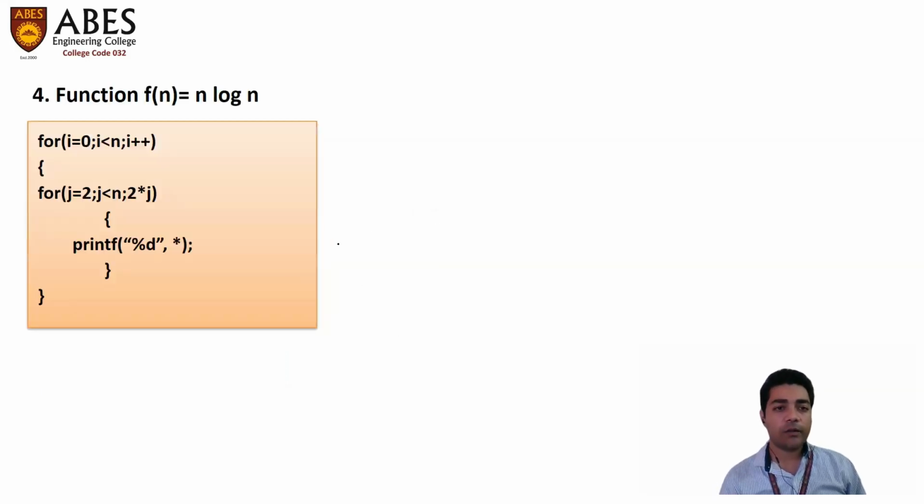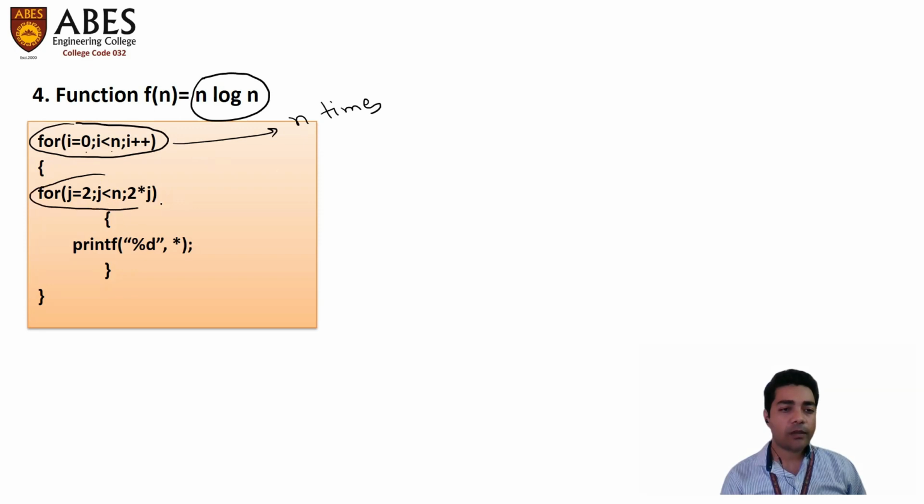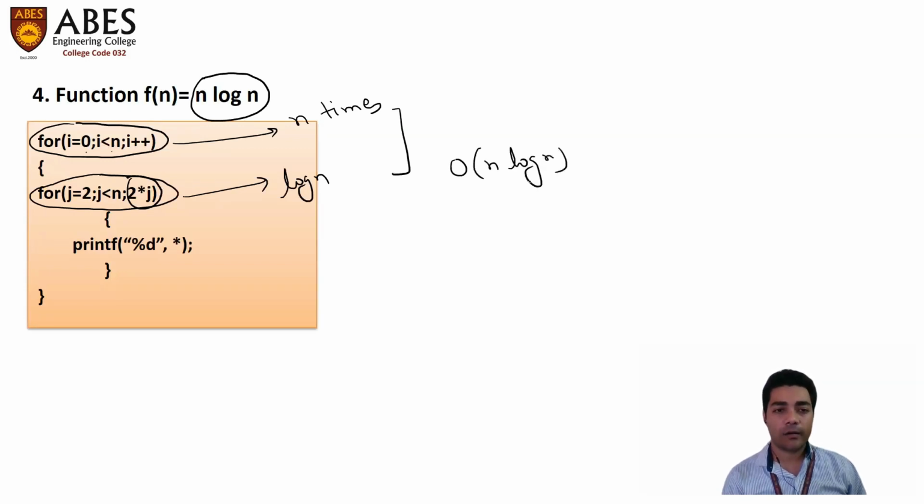Then moving on, we have something called n log n. So this program's time complexity is n log n. How? The first for loop, if you see, is 0 to n, so this is going to run n times. And the second for loop, as we have seen in the second example, the log example, is running by 2 into j. So this will run log n times. That is why the total order will become n log n.